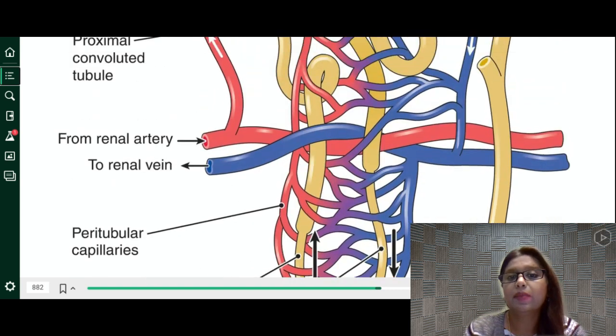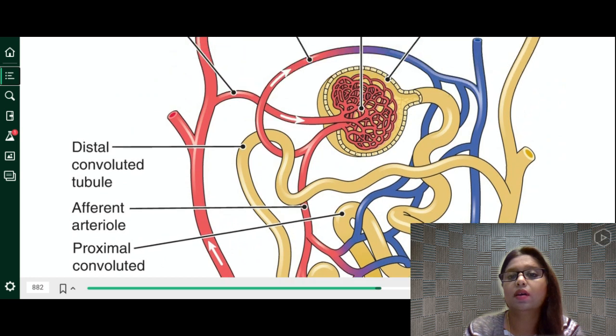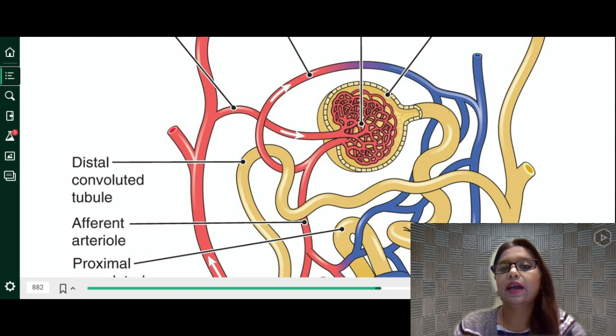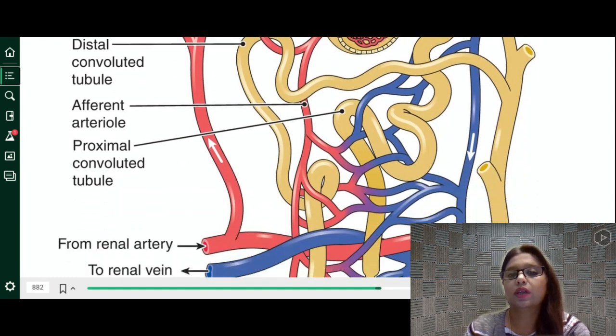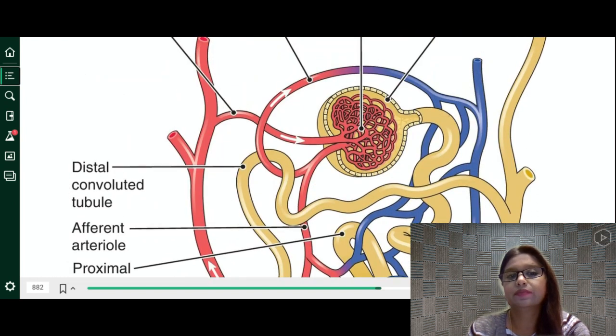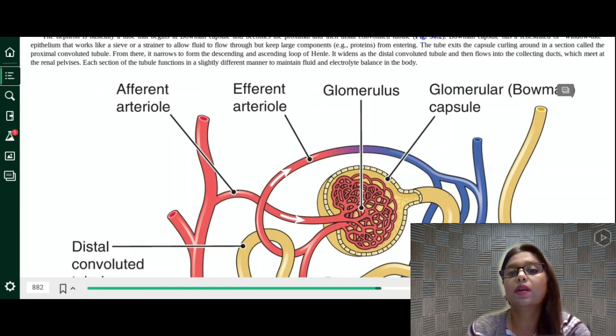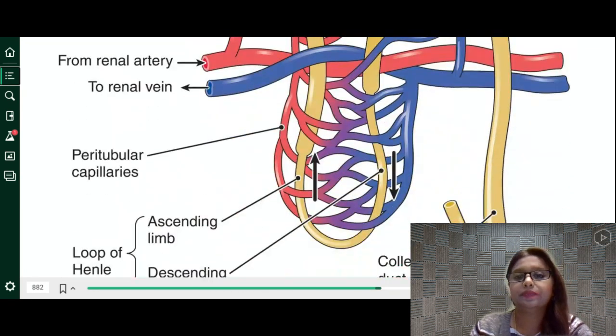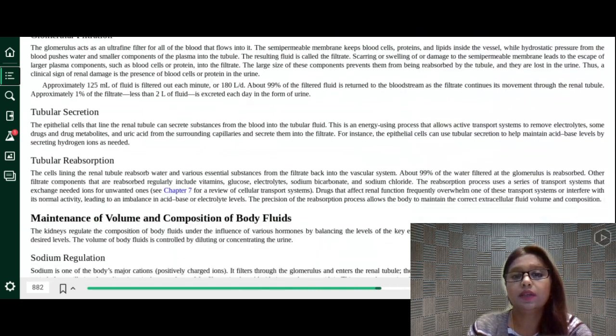And then there's some medication that will work on the glomerulus. Some of the medications will work on this portion. So we have different kinds of medications which will work on different portions of the nephron, causing more sodium and water excretion or sodium and water retention. All right, so that's one.